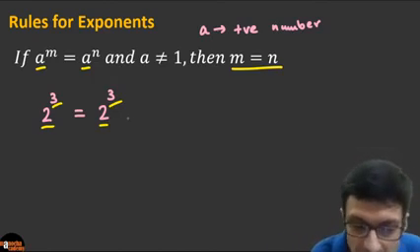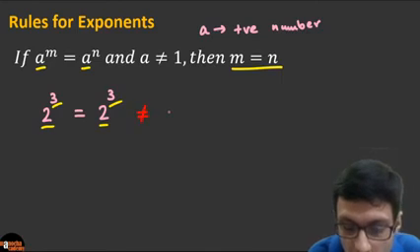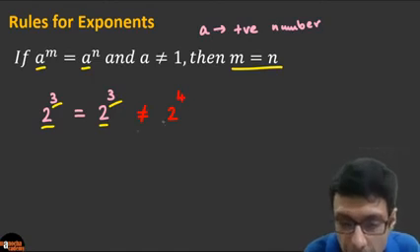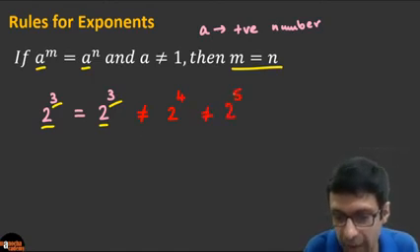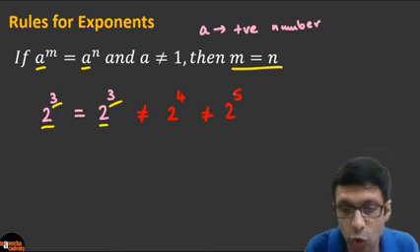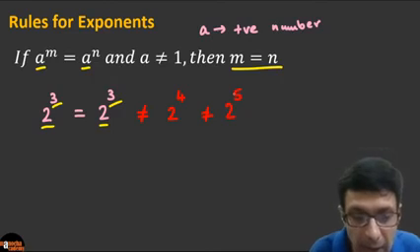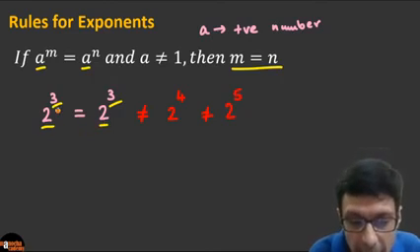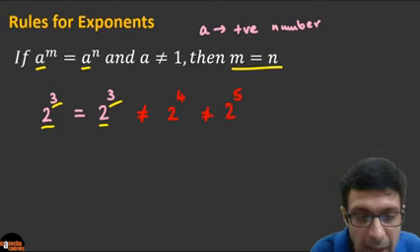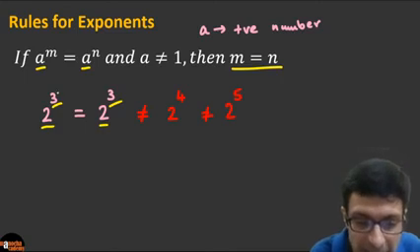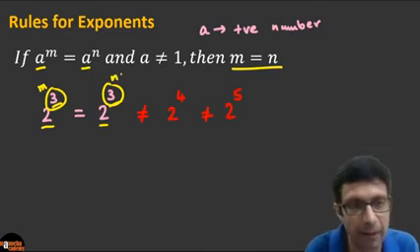But this, of course, is not equal to, let's say with the base 2, 2 to the power 4, or 2 to the power 5. Right, guys? So 2 to the power 3 is equal to 2 to the power 3: when you're equating the numbers, if the base is the same, then the powers will be exactly the same. m is equal to n. This is our m, this is our n.